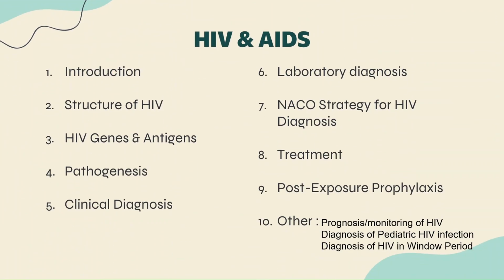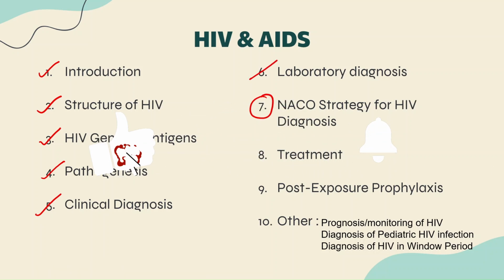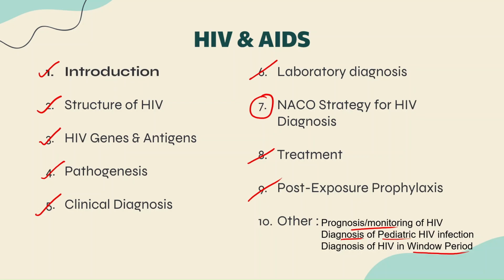We're going to discuss the topic under introduction, structure of HIV, the HIV genes and antigens. These first three topics are what I'm going to discuss in this lecture. In the upcoming sessions, I will be covering the remaining topics, guys. Then we're going to discuss the pathogenesis, the clinical diagnosis, laboratory diagnosis. A very important topic, that is NACO strategies for HIV diagnosis. With that, we have a look at the treatment and post-exposure prophylaxis, and some other topics like the prognosis and monitoring of HIV, diagnosis of HIV in the pediatric age group, and diagnosis of HIV in the window period, guys. Let's have a look at the introduction to this topic.